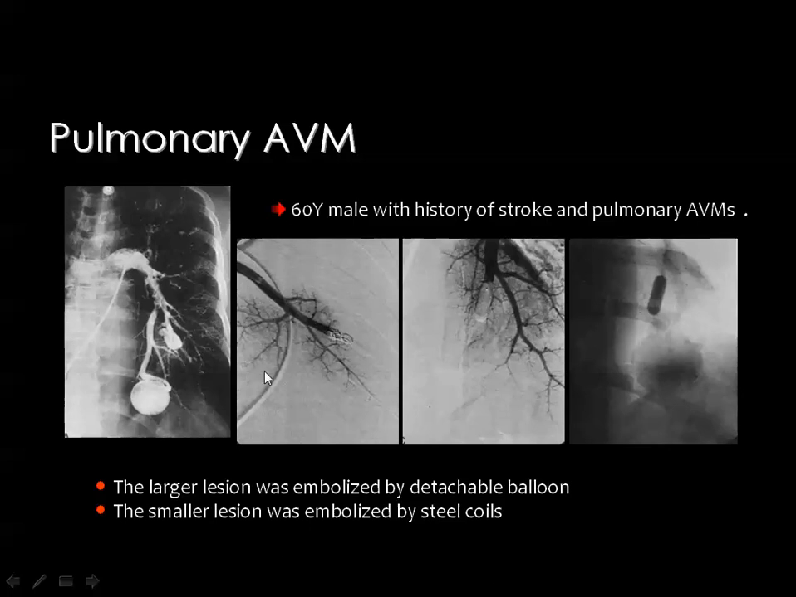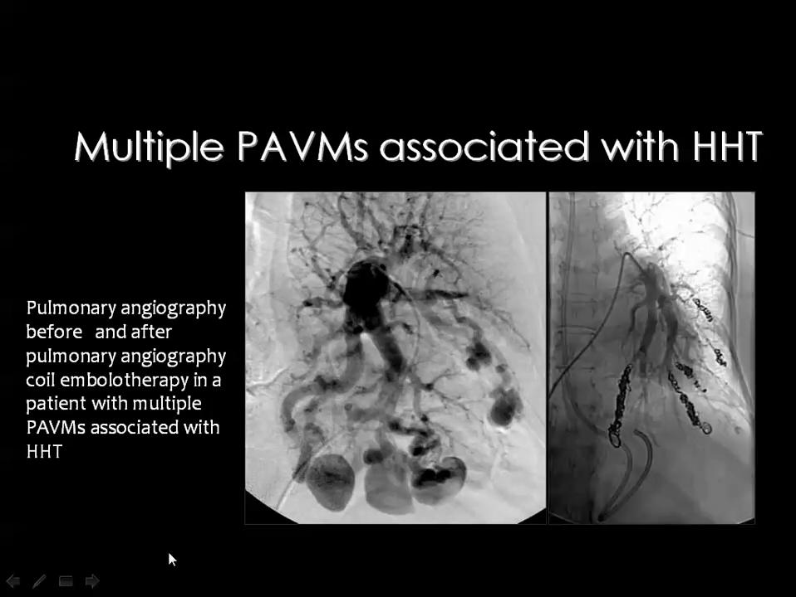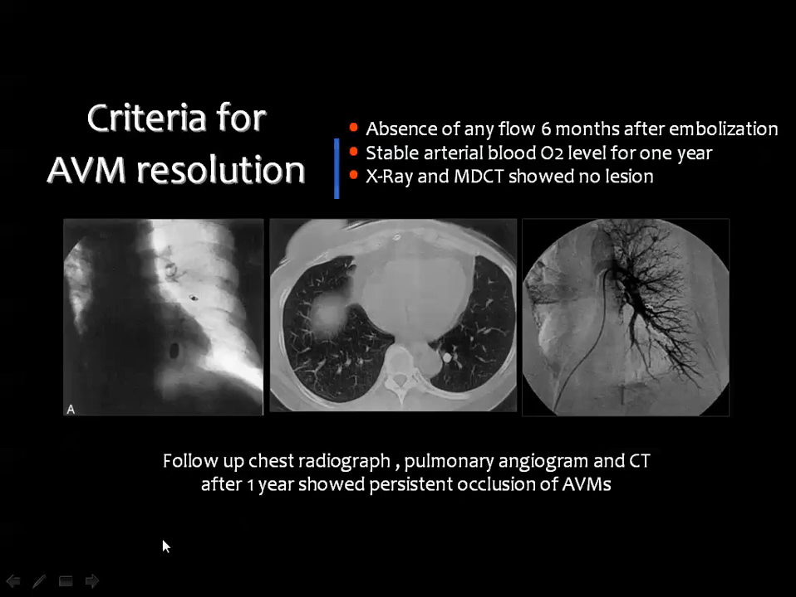Then you have two vascular malformations here. One is small, which has been occluded by steel coil. One is large, which has been occluded by detachable balloon. And this is a patient with hereditary hemorrhagic telangiectasia with multiple pulmonary arteriovenous malformations, as you can see here. And this is the post-embolization angiogram showing occlusion of all vascular malformations using steel coils.